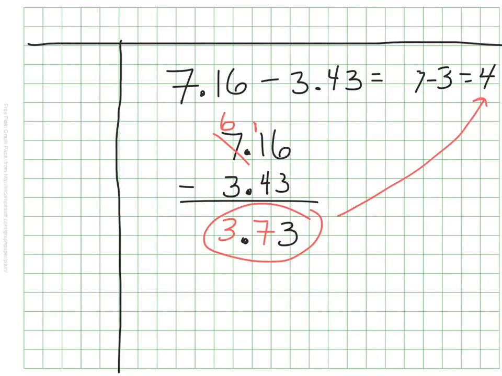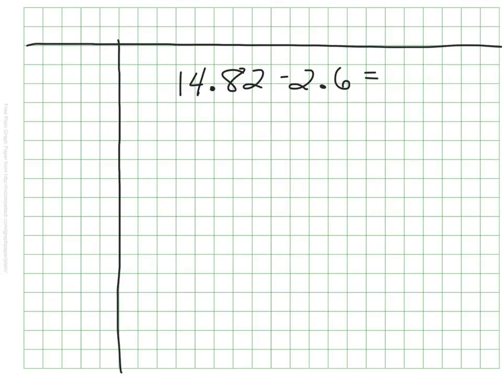Let's just have you do one practice one. We'll see how you did, and that'll be the end of this video. So take a moment to set this up. I'm asking you to subtract 14 and 82 hundredths minus 2 and 6/10. As always, give yourself a time to estimate your answer first, and then be sure to line up your decimal and do your subtraction.